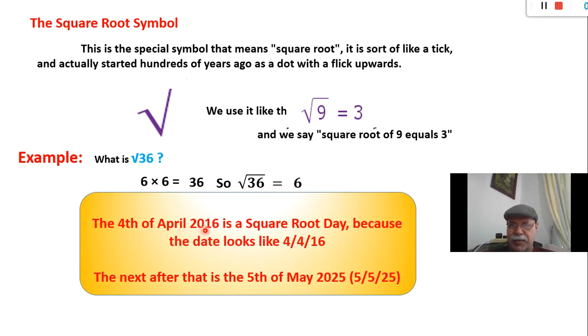On 4th April 2016, this is square and square root. 4 squared is 16, and 4 for the month, also 16. Two years later, in 2025, it is also the same square and square root on the 5th of May, which becomes 5 squared, 25, like this exactly.